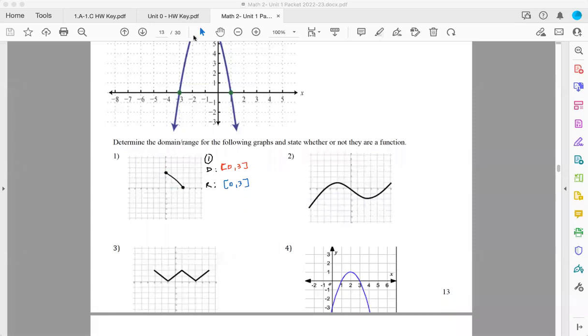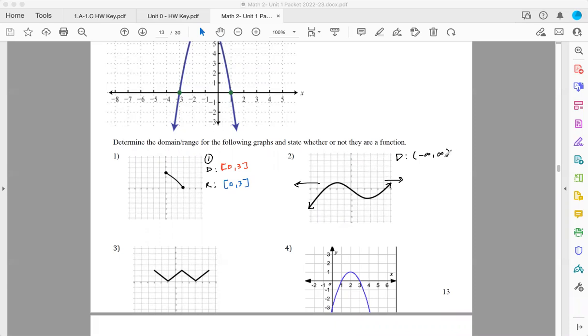Question number 2 is an example of something we talked about in class: when you see a line or a curve that goes like this, it's assumed that it goes on indefinitely, meaning that these are arrows. So for this graph, because it goes all the way to the left and all the way to the right, the domain is really -infinity to infinity.